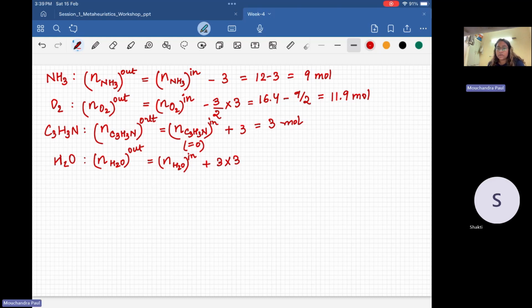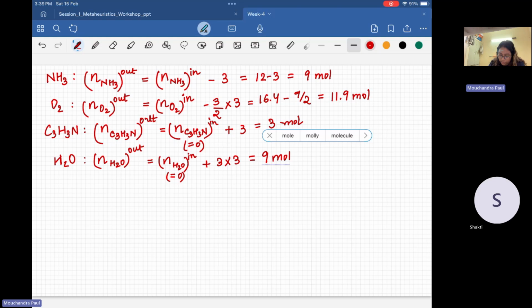Okay. So do we know how much water is coming in? If you read the question carefully, there is no water coming in. So here also the first term will be 0, and the water that is coming out is only because of the reaction, so it will be 9 moles.